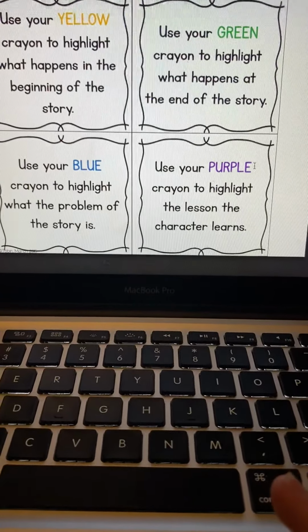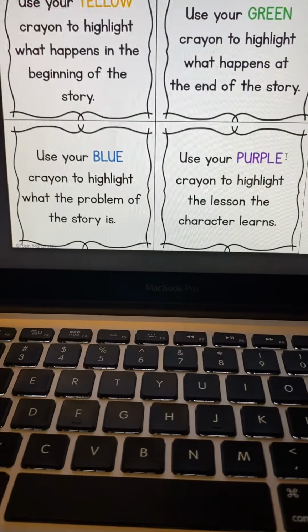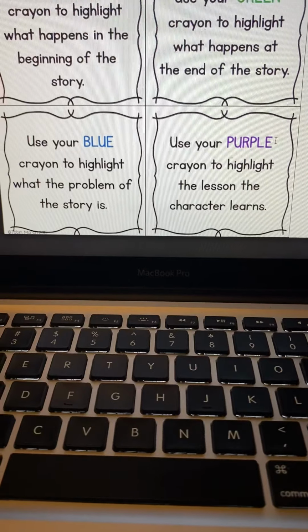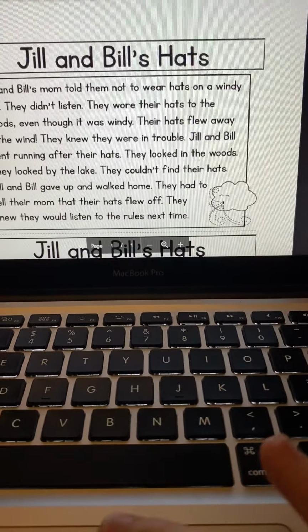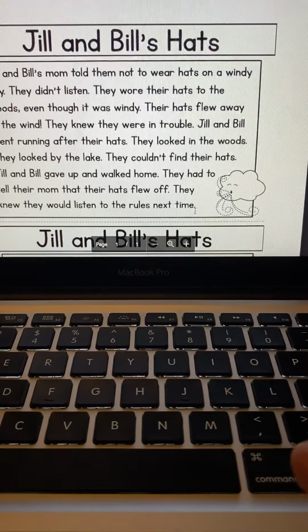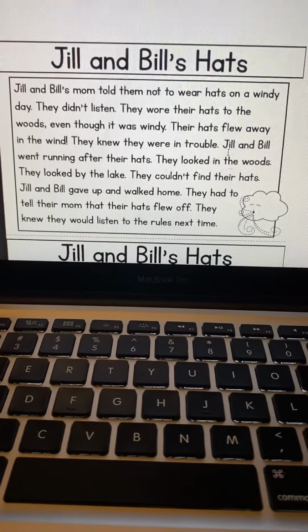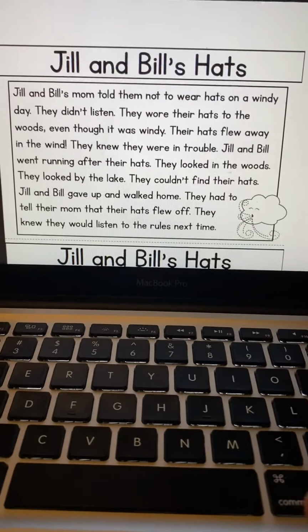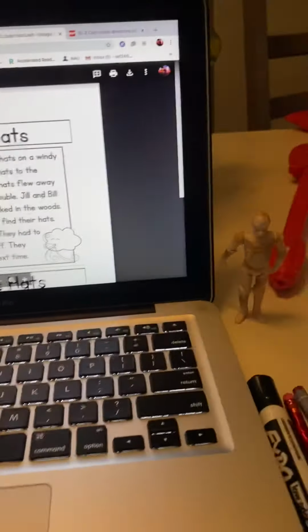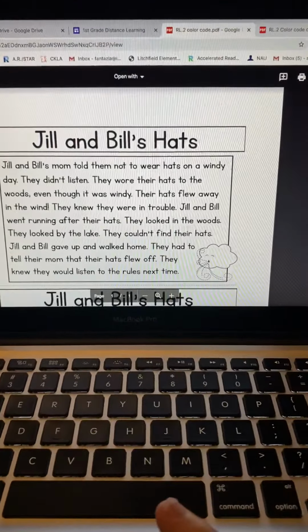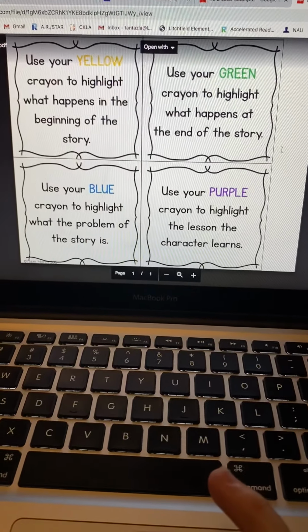What was the lesson the character learns? So the lesson is a lot like the main idea that we've talked about in the past. So what lesson did they learn? Well, they knew they had to listen to the rules, right? They learned that not listening to mom didn't really help them. They lost their hats because of it. So they knew that they were gonna have to listen to the rules. I know that happens to me sometimes. Someone gives me a warning and I don't quite listen.